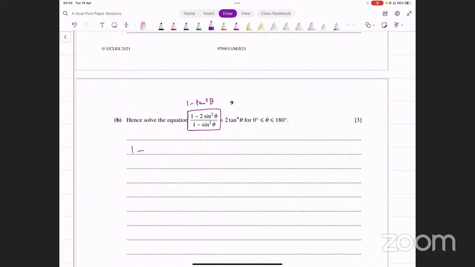और उसको क्या लिख देंगे? हम कहेंगे this is the equation 1 minus tan square theta equals 2 tan raised to power 4 theta. This is the equation that we want to solve. Now, let's see what we can do with this. एक साइड पे ले जाए सब कुछ. It becomes tan raised to power 4 theta plus tan square theta minus 1 equals 0.